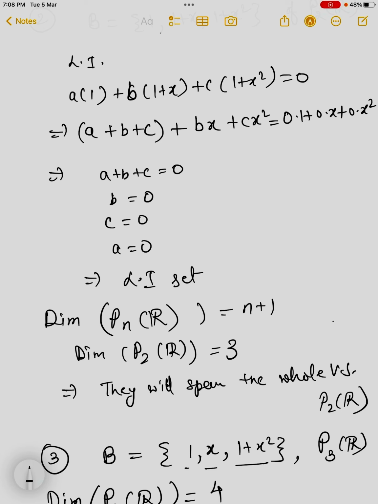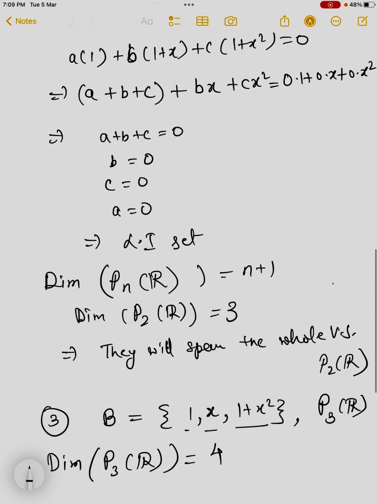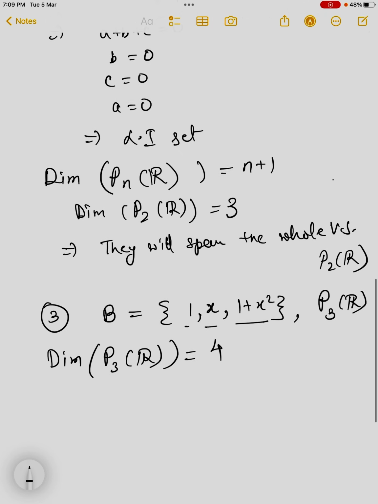So they are LI, as we checked first, because in the linear combination the coefficients are coming 0. And the number of given polynomials, 1, 2, 3, is 3, and the given vector space is also 3-dimensional, so they will span the whole vector space, hence they will form a basis.